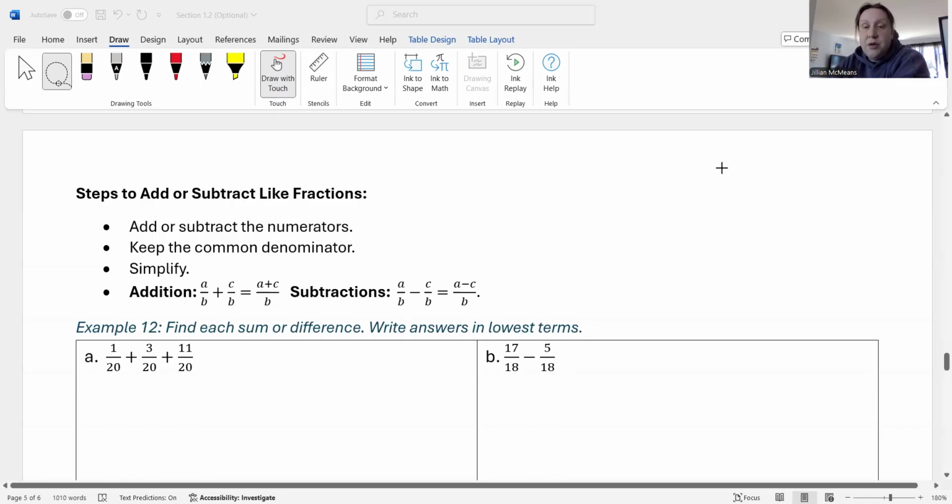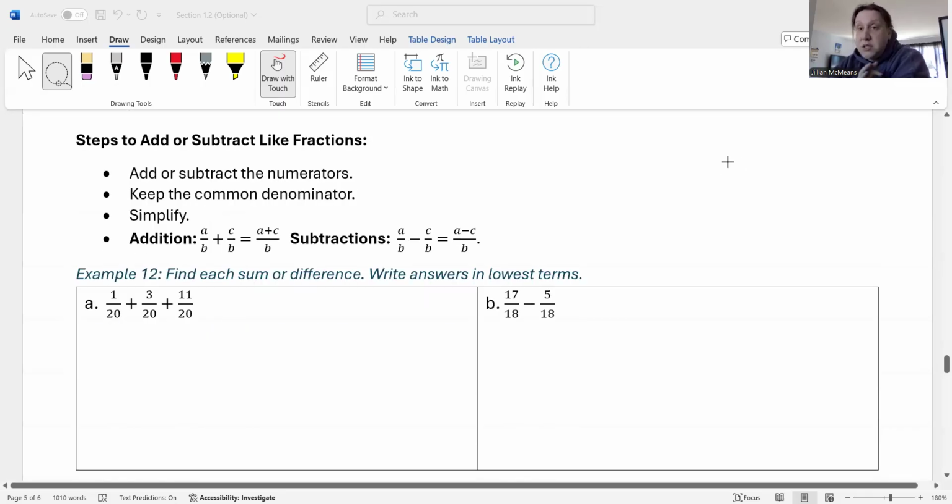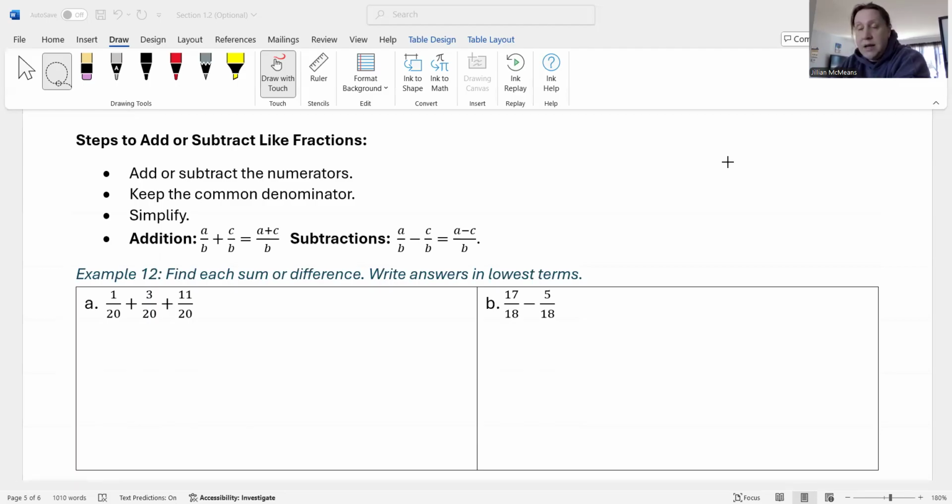Now, steps to add or subtract like fractions. You want to just add or subtract the numerators and then keep the common denominator. Now, one thing that I hear from students a lot is, I know what to do, I just don't know what to do when. And they get confused between the steps for adding and subtracting versus multiplying and dividing. If you don't know what to do when, you don't really know what you're doing quite yet. So you need to keep practicing until you know that for adding and subtracting, you have to have a common denominator; for multiplying and dividing, you don't. So make sure you fully understand what to do when, and that just comes with practice, okay? So we add or subtract the numerators, we keep the common denominator, and we simplify at the end, okay?